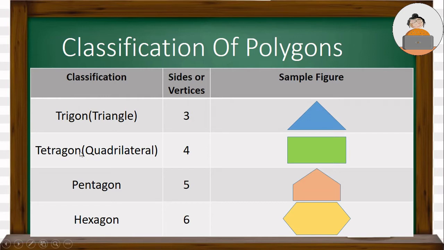Next, tetragon, or you can say the quadrilateral, having 4 sides, like rectangle, square, rhombus. These are the quadrilaterals. Then comes the pentagon, having 5 sides, or you can say 5 vertices. Next, hexagon. Hexagon, as you can see in the figure, has 6 sides. Next comes the heptagon, octagon, nonagon and decagon and so on.